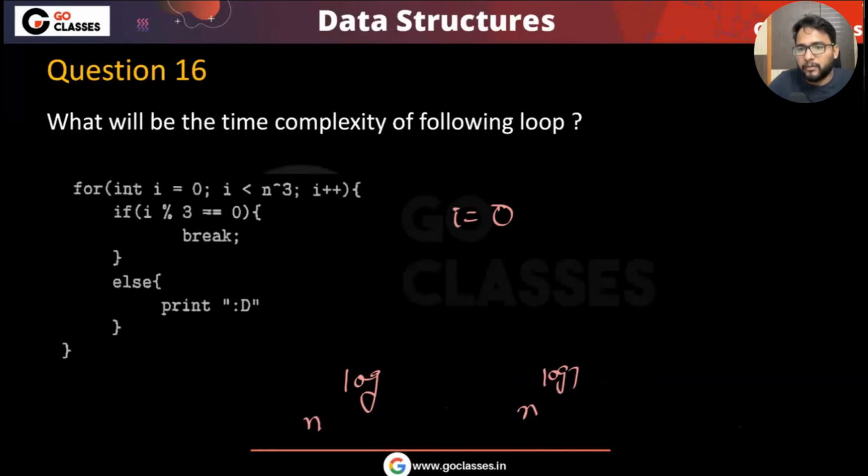I don't remember exactly, but yeah. So anyway, you can ignore bases, but almost all the time until and unless it is in the exponent. If it is in the exponent, then the things are different.